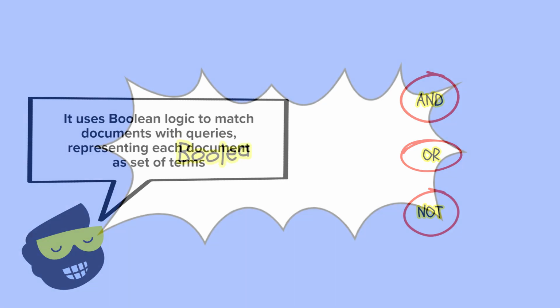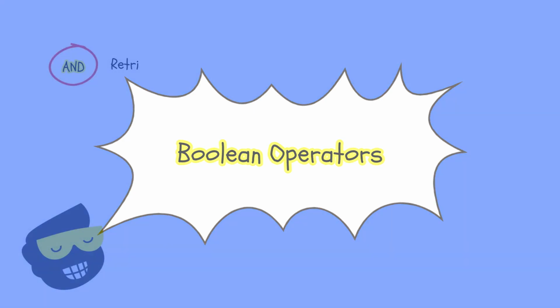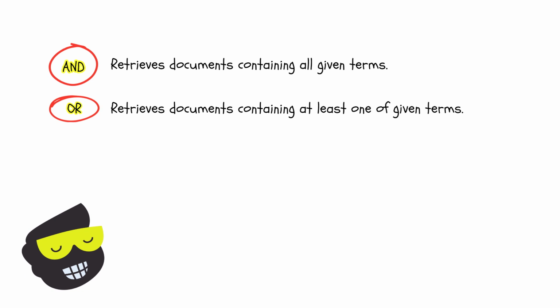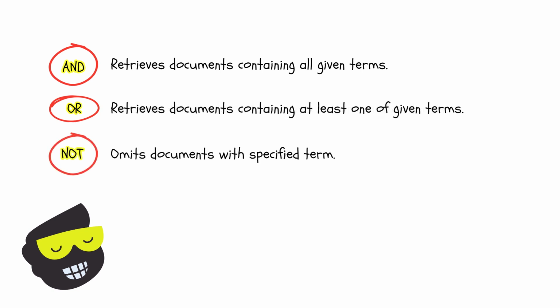these terms. If we look at the Boolean operators individually, we have AND, which retrieves documents that contain all of the specified terms. We have OR, which retrieves documents that contain at least one of the specified terms, and we have NOT, which excludes documents that contain the specified term.